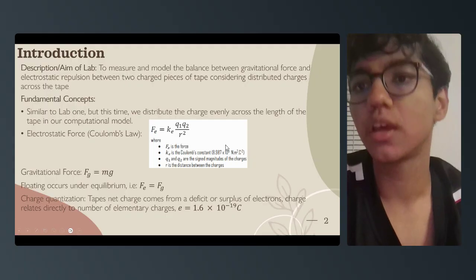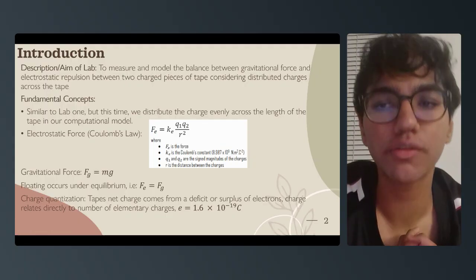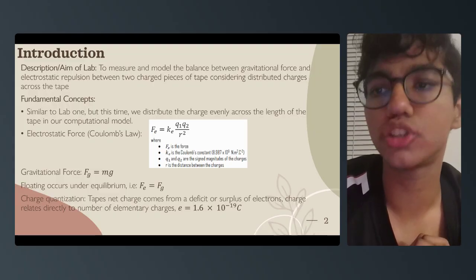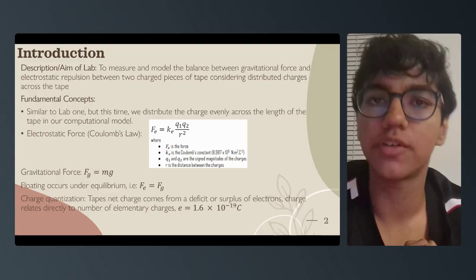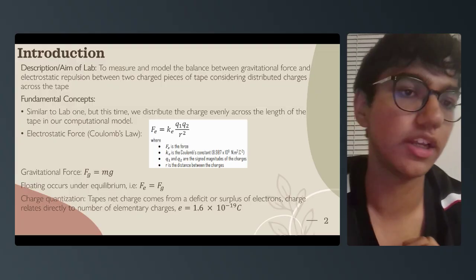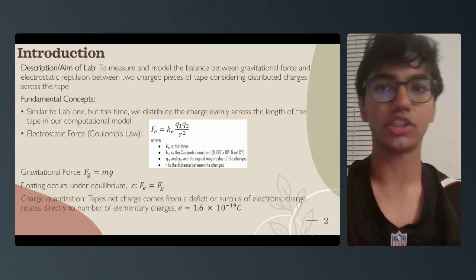Introduction. Description and aim of the lab. The aim of this lab is to measure and model the balance between gravitational force and electrostatic repulsion between two charged pieces of tape, considering distributed charges across the tape. Some of the fundamental concepts involved in the lab were similar to Lab 1, but this time we distribute the charge evenly across the length of the tape in a computational model. So rather than a point charge, we consider a line charge.